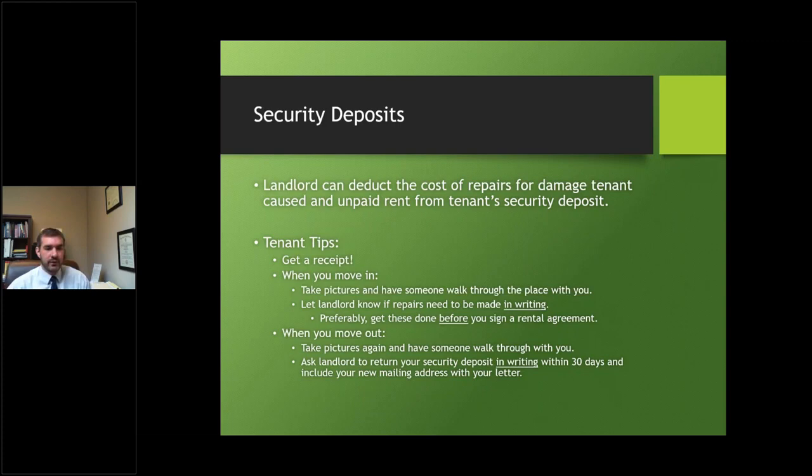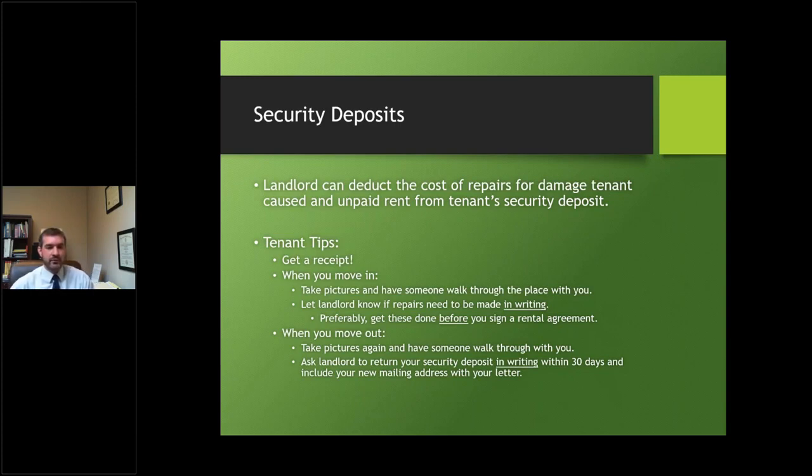So, again, ideally you want to get a receipt for what your security deposit was at the time you move in, and you want to take pictures when you move in, and let the landlord know in writing if there are any repairs that need to be done. Some landlords will do a walkthrough with you, and there'll be a checklist that you fill out at the beginning of the lease term.